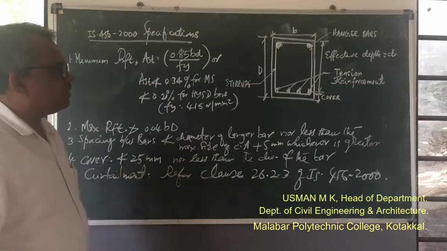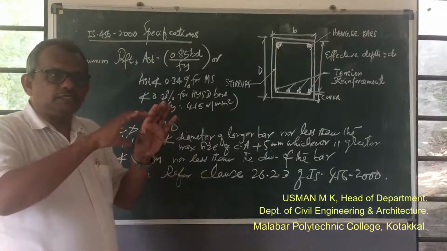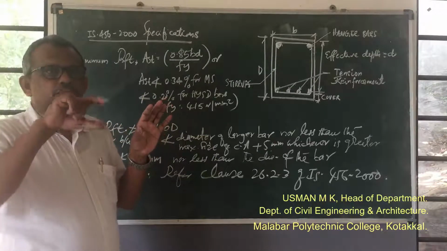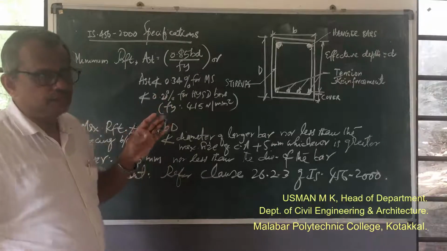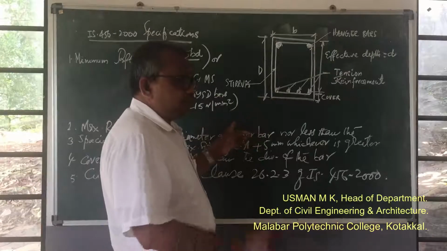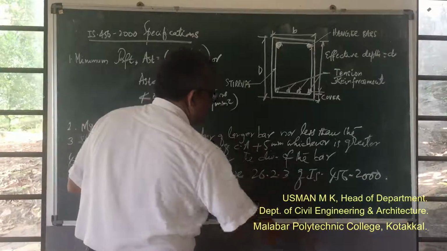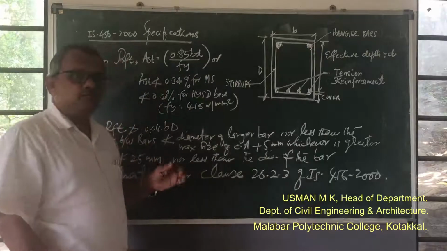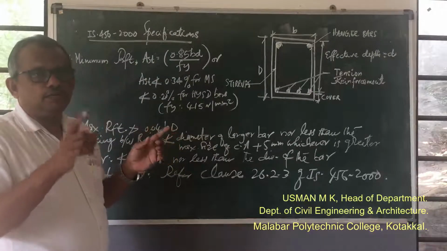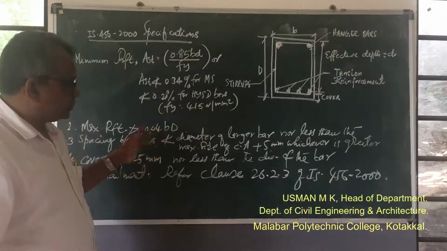Then curtailment. What do you mean by curtailment? Curtailment means, you might have seen while casting the beam, when we put reinforcement, the length of the reinforcement will be curtailed at some distances. That curtailment is to be provided as per clause 26.2.3 of IS 456-2000. When we do problems, I will discuss at what points the beam reinforcements are to be curtailed.